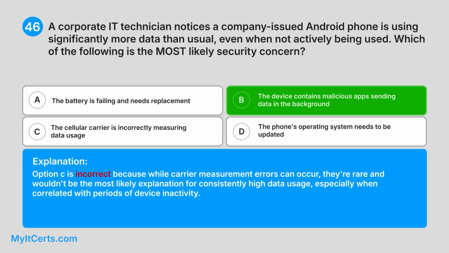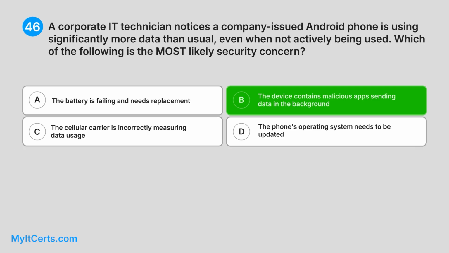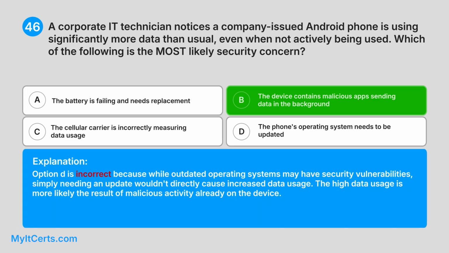Option C, the cellular carrier is incorrectly measuring data usage, is incorrect because while carrier measurement errors can occur, they're rare and wouldn't be the most likely explanation for consistently high data usage, especially when correlated with periods of device inactivity. Option D, the phone's operating system needs to be updated, is incorrect because while outdated operating systems may have security vulnerabilities, simply needing an update wouldn't directly cause increased data usage. The high data usage is more likely the result of malicious activity already on the device.